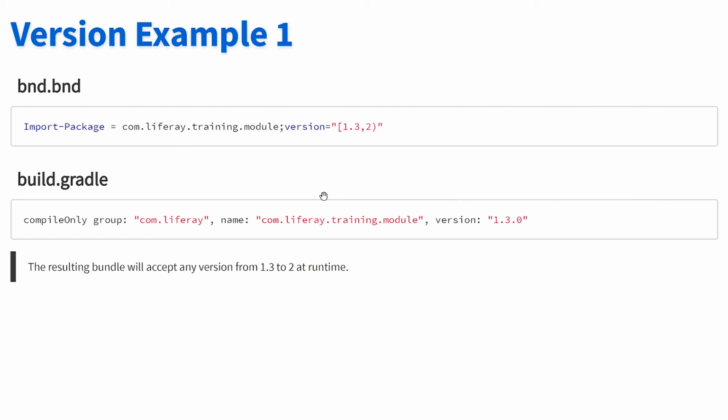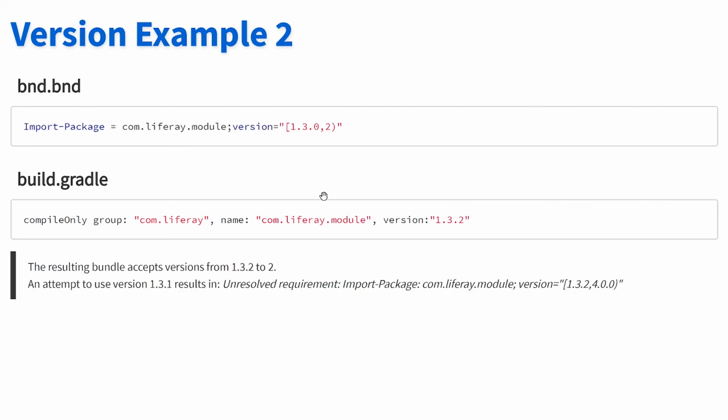Now bringing in another situation here within the bnd.bnd, right, we're specifying between versions 1.3.0 all the way to version 2, whereas in the build.gradle, we might be specifying a different version, 1.3.2. What's going to end up happening is we're going to have to depend on the build.gradle's version in this case. Since the build.gradle requires 1.3.2, if we're bringing in something that's outdated, we might run into some issues, specifically that unresolved requirement issue that comes up when we're unable to import the proper modules.